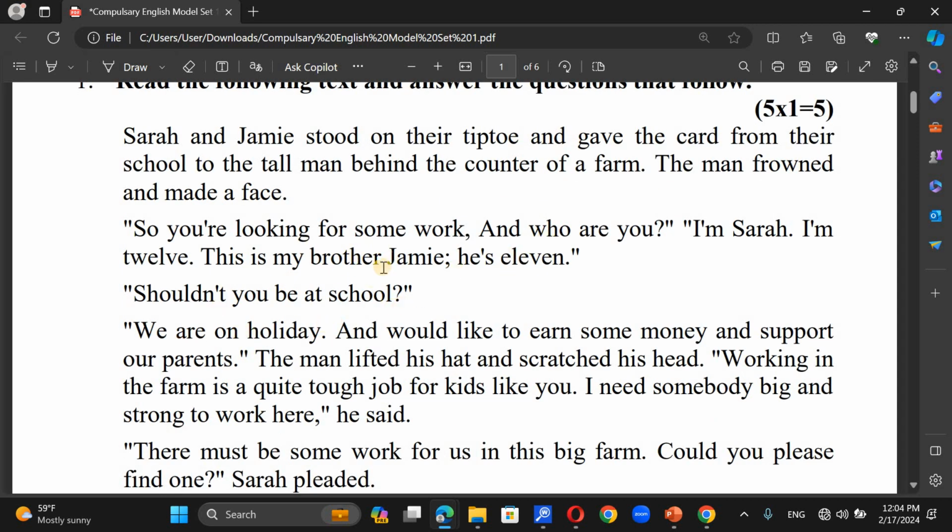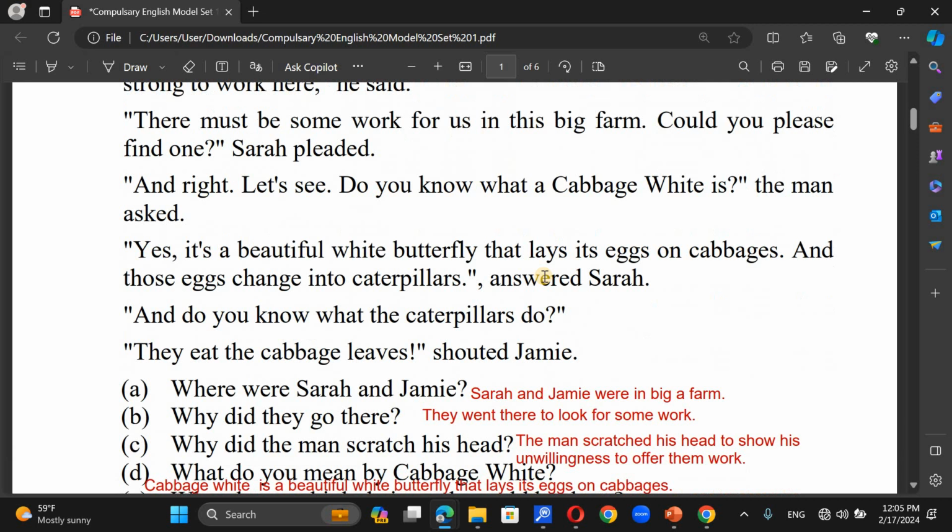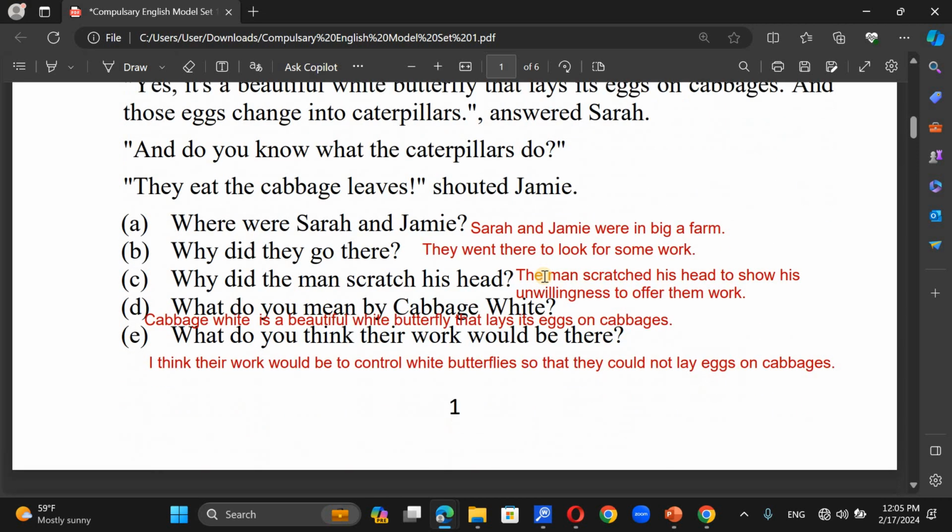So you know the text, I think, dear student. This text is in your textbook, so I think you have read it. Now I will help you do the answers only. Now the first question is, where were Sarah and Jamie? Sarah and Jamie were in a big farm.